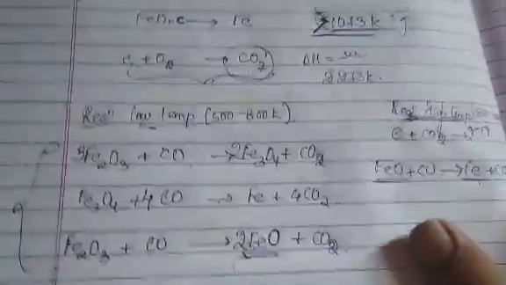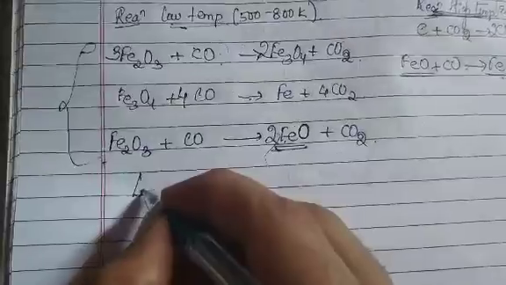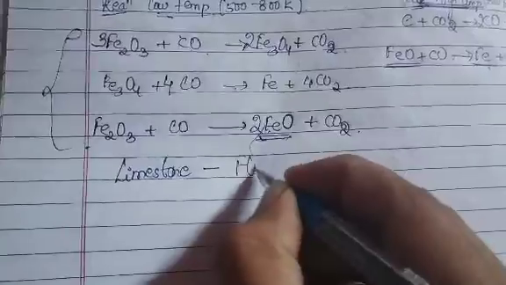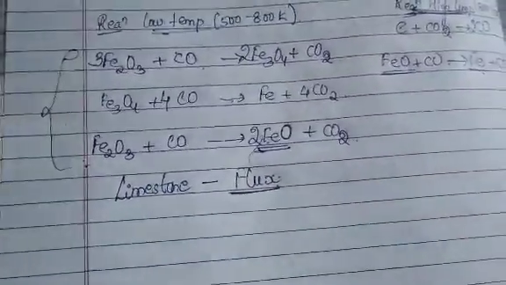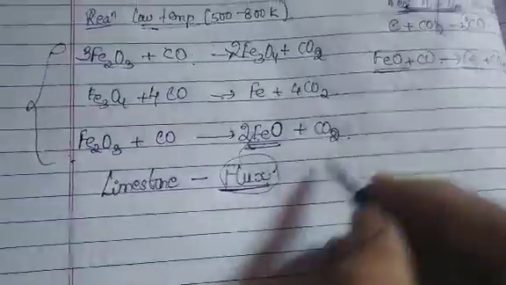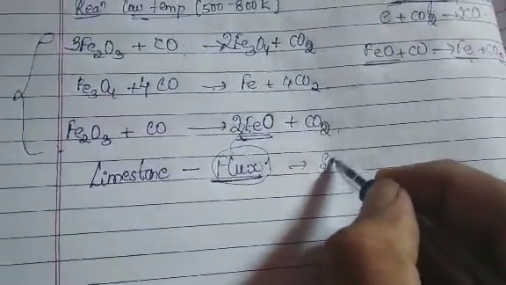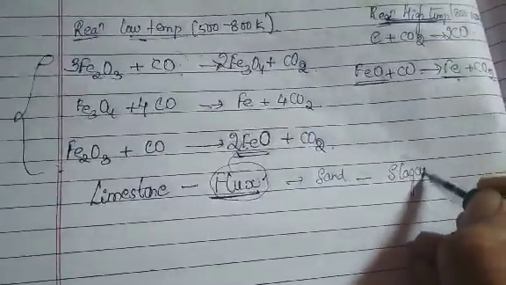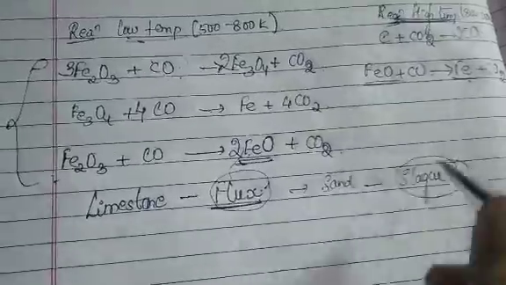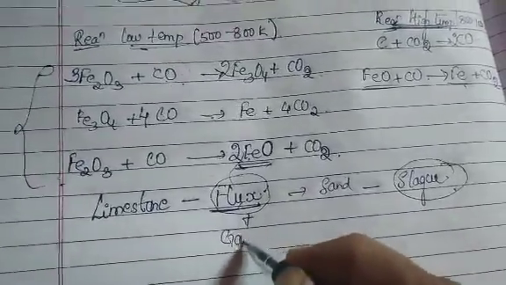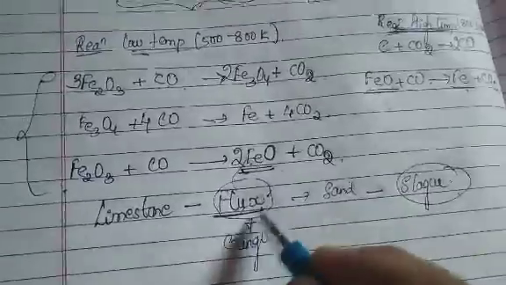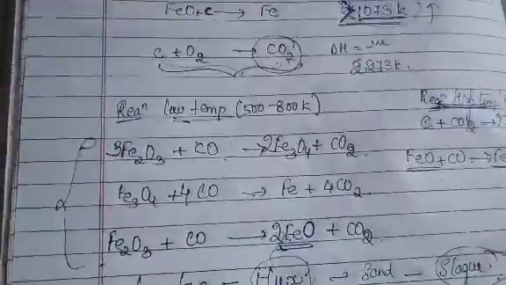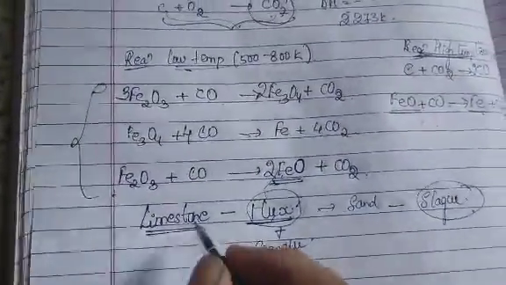Now, why we use limestone here is the major thing to be understood. Limestone is acting here as a flux. So what do we mean by flux? Fluxes are the materials which combine with sand particles or other impurities to form a slag. This slag is actually a mixture of flux plus gangue, that is, impurities. So in order to remove such impurities in the extraction of iron from iron oxide, we are using limestone as a flux.